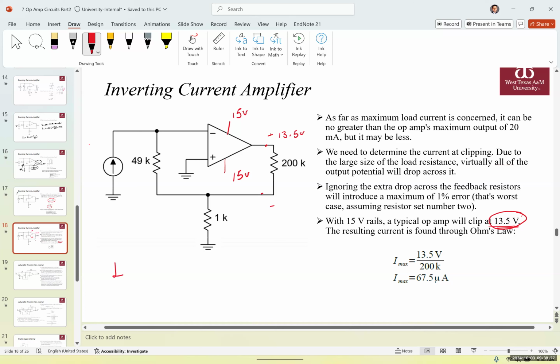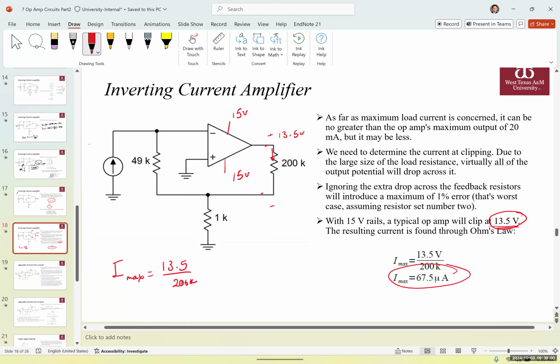To find the maximum output current, we can simply use Ohm's law and divide 13.5 volts by 200K, which gives us 67.5 microamps. Now what we need to do is figure out if any of these resistors create this current, and if we're going to exceed the output voltage in this system.